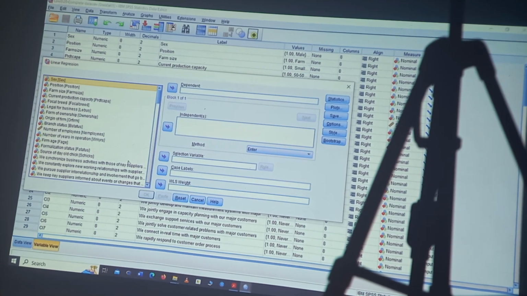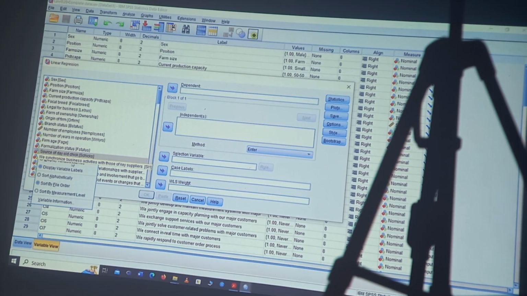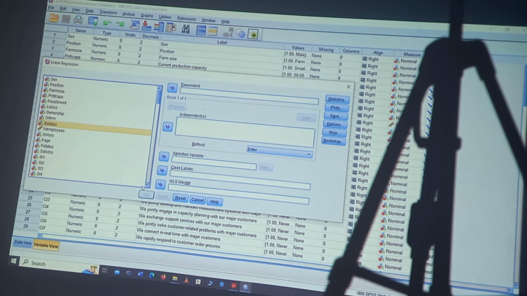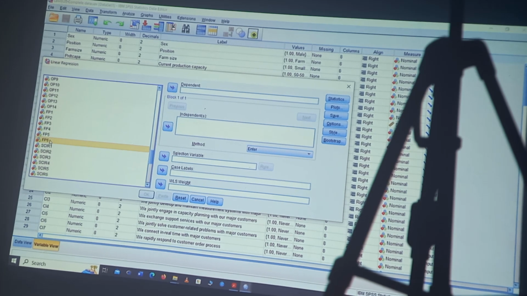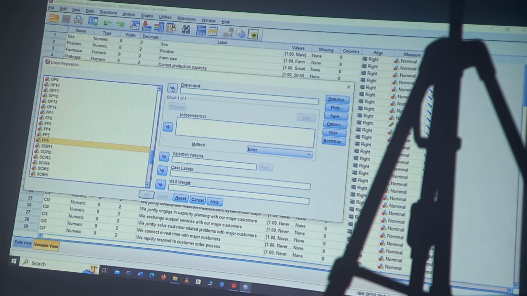So our dependent variable is what? As usual, you have to right click to display the variable names. Have you seen that? Okay. Our dependent variable is FP6. So we go and pick FP6 and then place it at the dependent box. You get it? You place it at the dependent box.